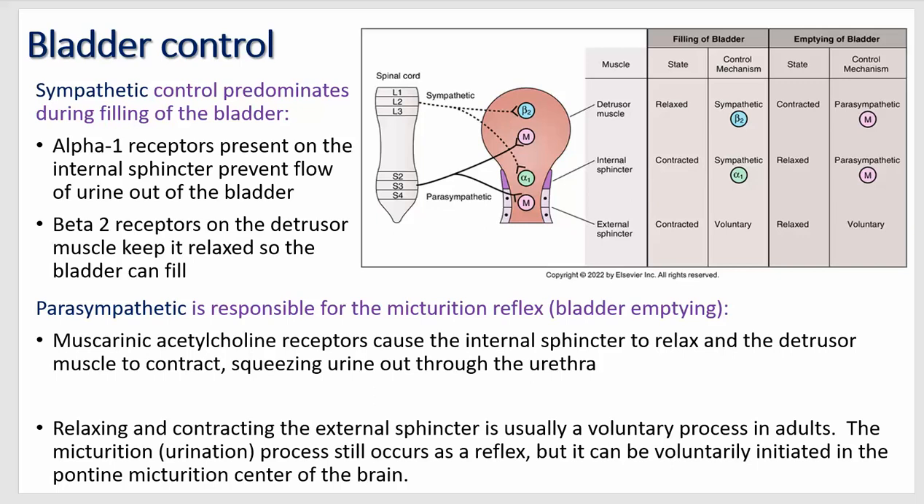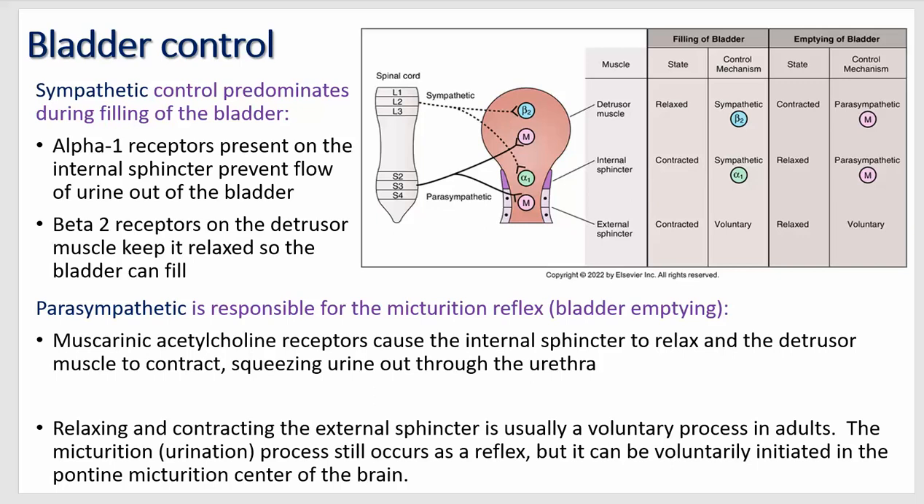Sympathetic control predominates during filling of the bladder. So we have two of those adrenergic receptors. The alpha-1 is present on the internal sphincter, and that's going to prevent flow out of the bladder. So we're saying squeeze that, hold it in. This is important because there's a drug called tamsulosin that blocks this and says, no, you can go ahead and let it out. And that's for people who aren't able to void, usually from BPH, benign prostatic hyperplasia.